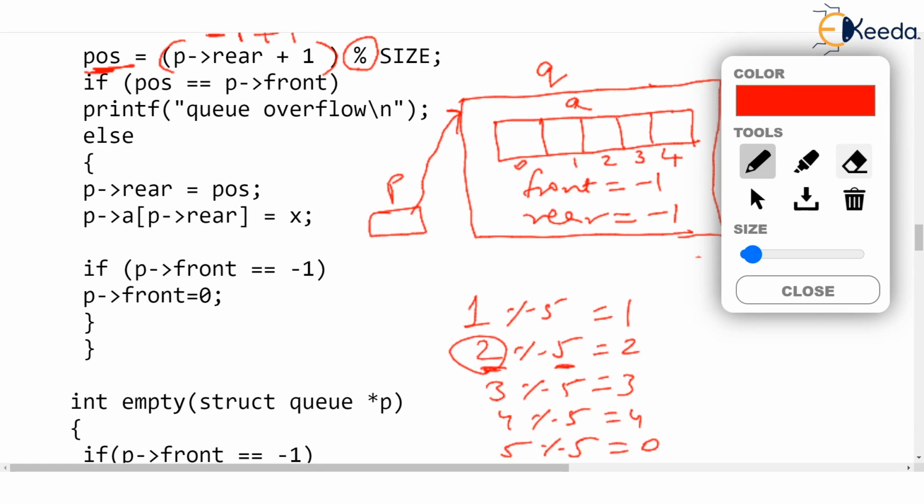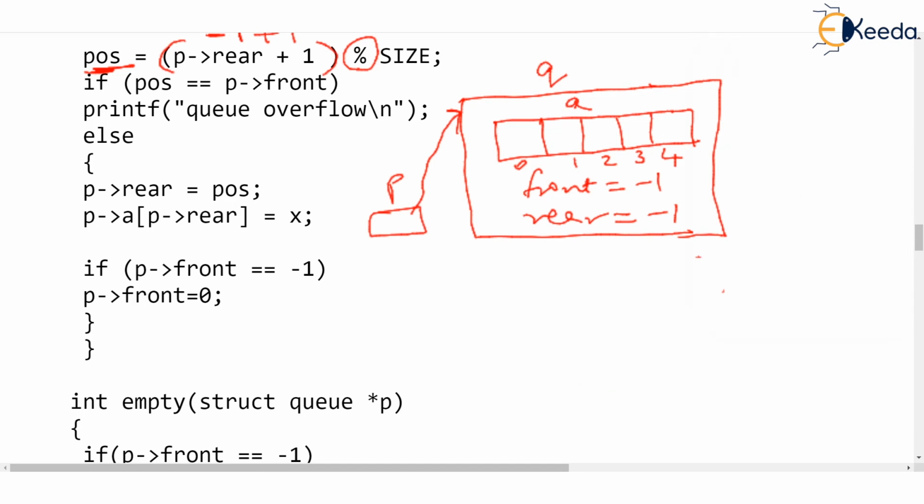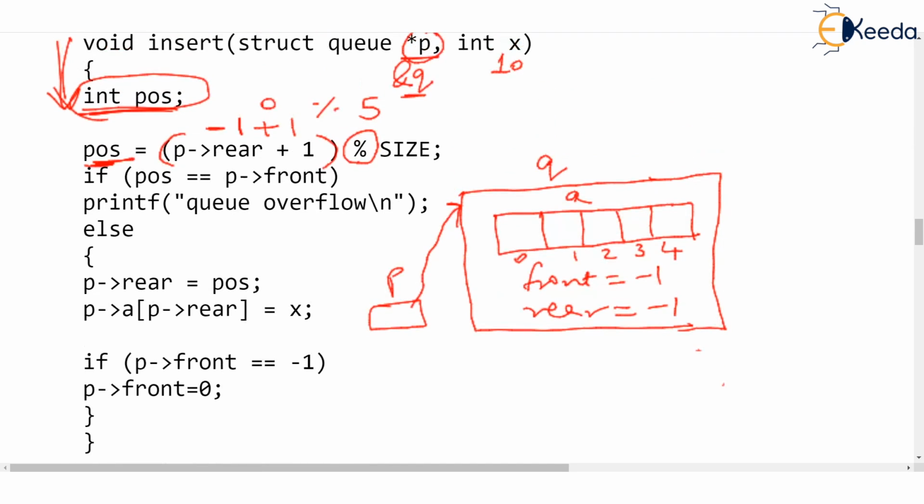Okay, I hope you know what the percent operator is. If you didn't know this, okay, let's come back to our code. Here we go. What was pause calculated as? Pause was calculated as -1 plus 1, because rear is -1, then plus 1. So that amounts to be 0. And then percent phi. So 0 % phi is 0. So pause has come out to be 0 now.